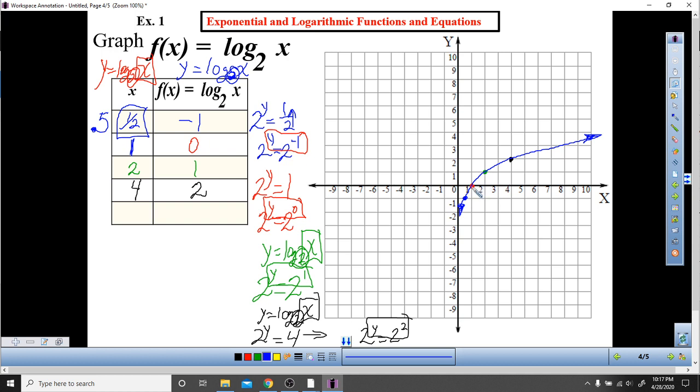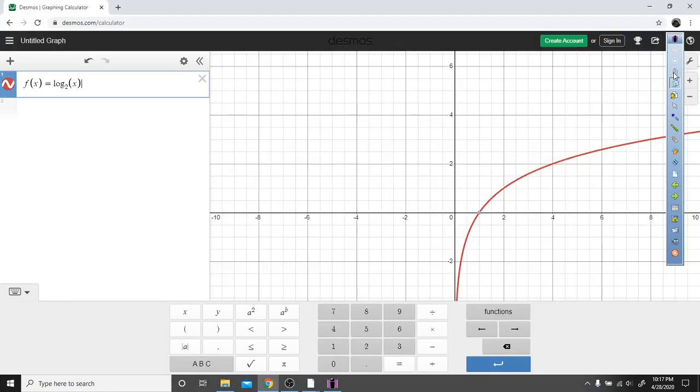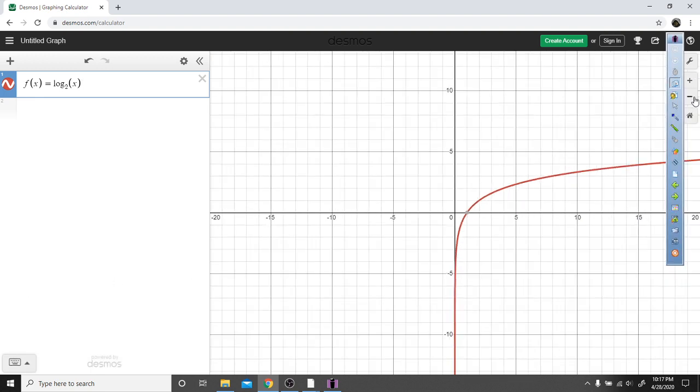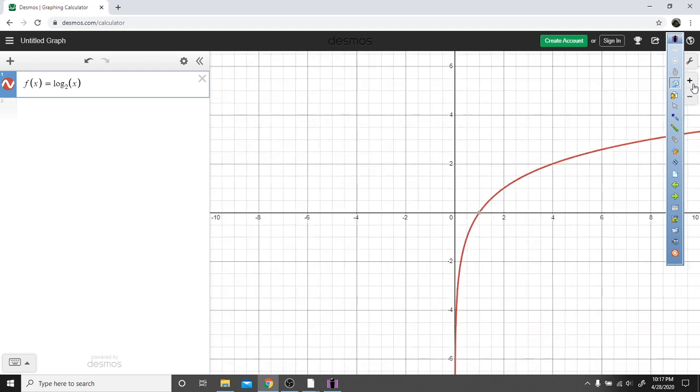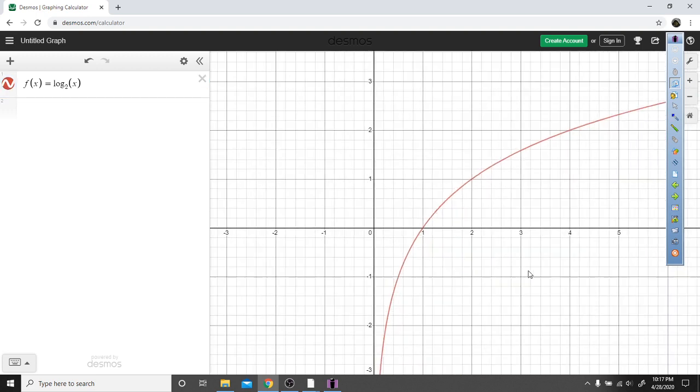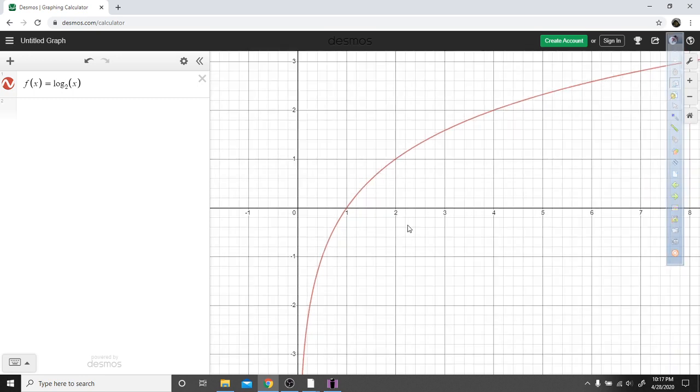Check this out. Bam, we have (1, 0), (2, 1), (4, 2). Let's see if it's true. Let me zoom out here. Let me bring this down again. Let's see. Oh, let me zoom in the other way. (1, 0), (2, 1), (4, 2). Yep, there they are.